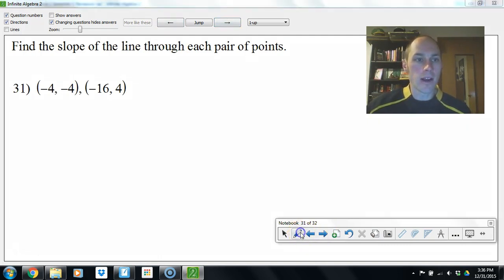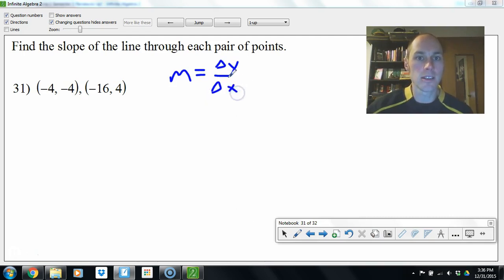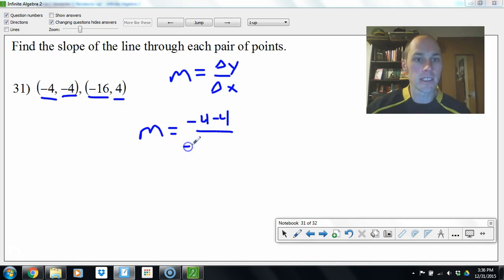But if you don't want to make the graph, remember we can just think of slope as the difference of our y values and the difference of the x values. Divide the two, then reduce. Then you've got slope. So if I find my y values, negative 4 and 4, I'll subtract those, and I'll subtract those x values on the bottom. So negative 4 minus negative 16.